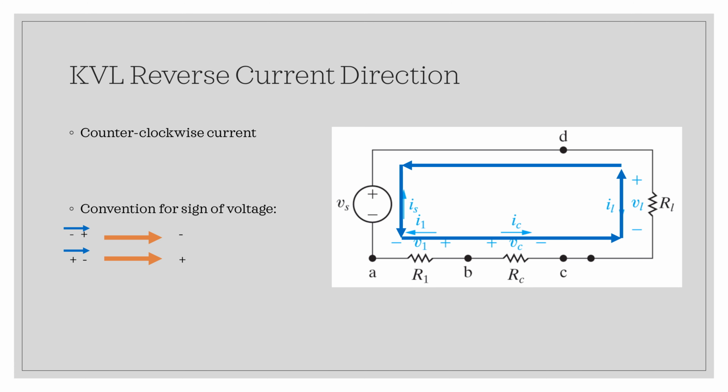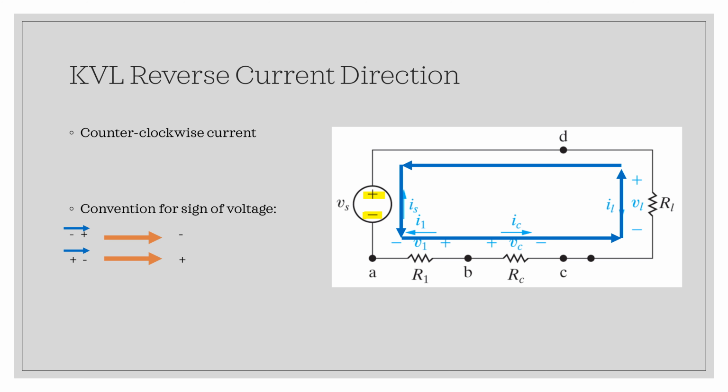Now let's use the same circuit but apply our current in the opposite direction. So this time it's in the counterclockwise direction. So at our source, V sub S, our current is entering at the positive terminal, and let's use the highlighter here, the positive terminal, and it's exiting at the negative terminal.